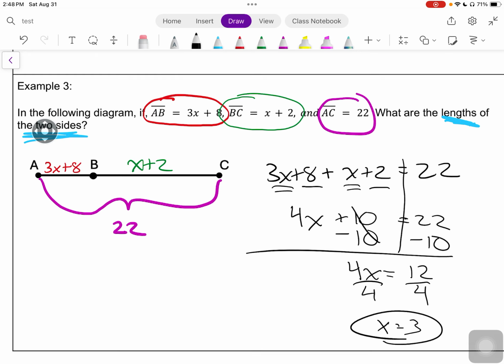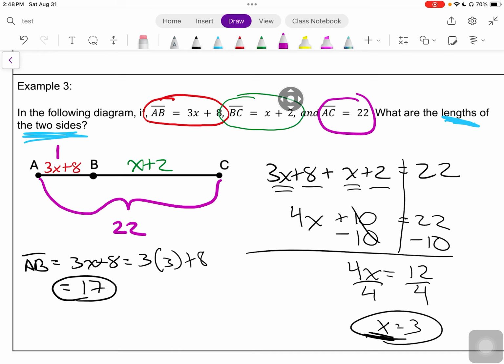Now, unfortunately, this is not our final answer. You do have to pay attention in geometry to what the question is actually asking you for. The question does not say solve for x. It does say solve for the lengths of the two sides. So we are looking for A to B, and we are looking for B to C. So what we're going to do for that is take our AB, that is 3x plus 8. And now since we know what x is, we can plug that in. 3 times 3 plus 8. And AB is going to be 3 times 3 is 9, plus 8 is 17. So we know that A to B is going to be 17.